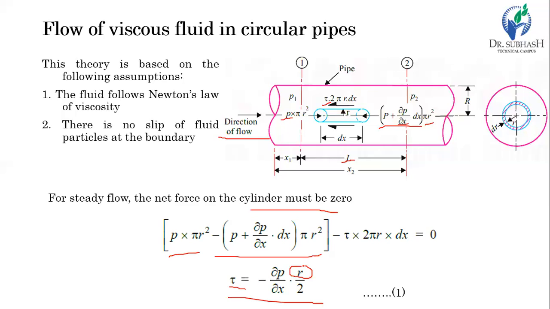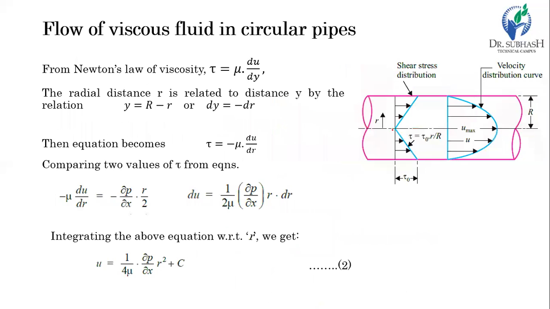What does it indicate? It indicates the shear stress variation with respect to r has a linear relation, because del P by del x is the rate of change of pressure with respect to x direction, and it will be a constant for a particular pipe at particular velocity. So tau is directly proportional to the radius, and thus we can say the graph for the shear stress distribution within the pipe is linear. So at the center it is 0, and as the value of r increases, it will increase and it is maximum at the boundary.